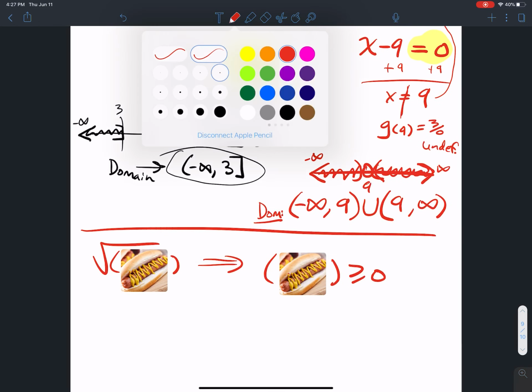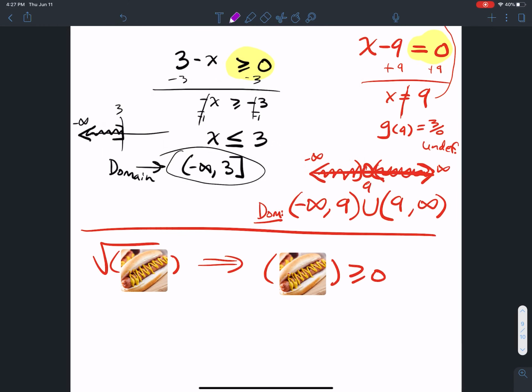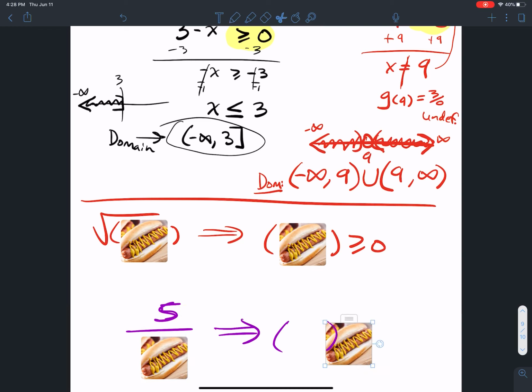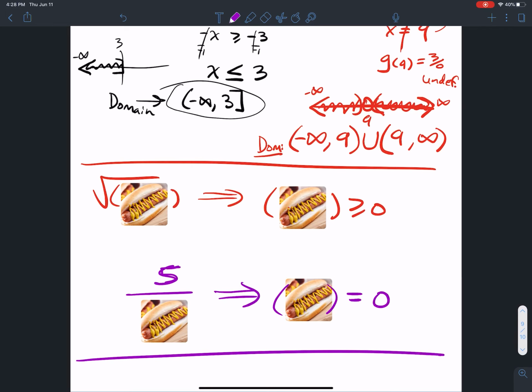But if it's a number like 5 divided by the hot dog, okay, then how do I solve that problem? Then I take the hot dog and I set it equal to 0, okay? So that's the idea there, okay?